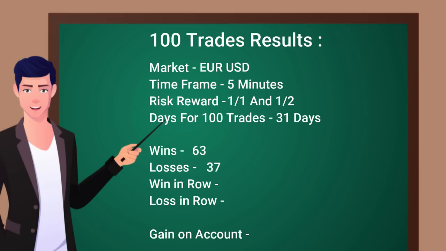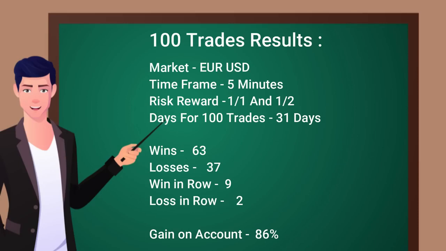This is a really good win rate because our risk-reward ratio is 1:1 and 1:2. The most won in a row was 9, and the most lost in a row is 2. The gain on the account was 86%, and that's risking 2% per trade. That means if you had a $1,000 account, you can gain at least $800 profit using only one currency pair.